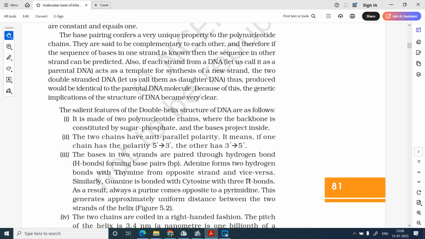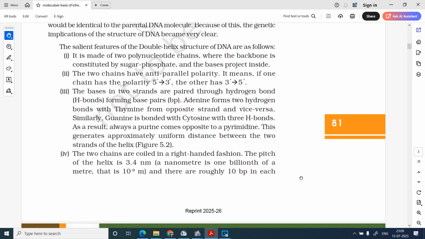Third, the bases in the two strands are paired through hydrogen bonds, forming base pairs. Adenine forms two hydrogen bonds with thymine from the opposite strand and vice versa. Similarly, guanine is bonded with cytosine with three hydrogen bonds. As a result, always a purine comes opposite to a pyrimidine. This generates approximately uniform distance between the two strands of the helix. Figure 5.2.